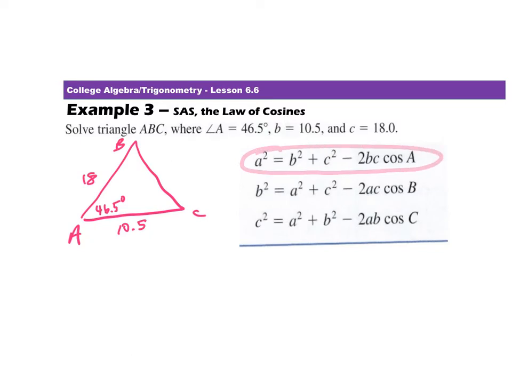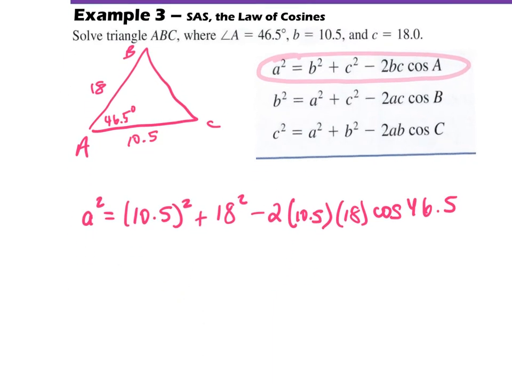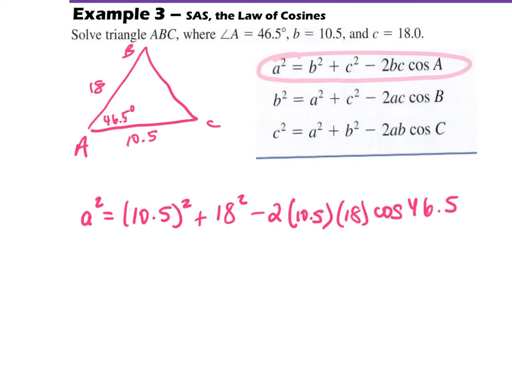I want to find A. So I have A squared equals B squared, and the side across from B is 10.5, so 10.5 squared, plus C squared, that's 18 squared, minus 2 times 10.5 times 18, and then I'm going to multiply that by the cosine of 46.5. Just plugging in whatever goes into the formula.